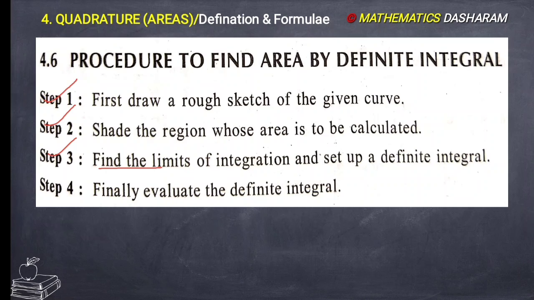We know very well definite integral. In the previous chapter we already learned definite integral. So definite integral means lower limit and upper limit. So find the limits of integration and set up a definite integral. Next, final step. Finally, after getting the definite integral, we know very well how to find the definite integral answer by using different formulas and different methods which were learned in the previous chapter. So finally evaluate the definite integral. So this is the procedure to find the area by definite integral. So let's get started with the exercise problems.